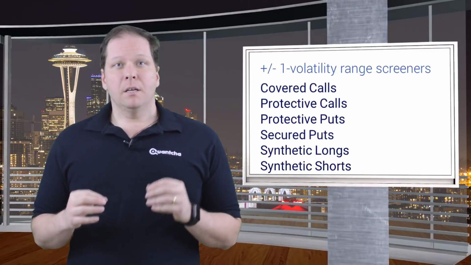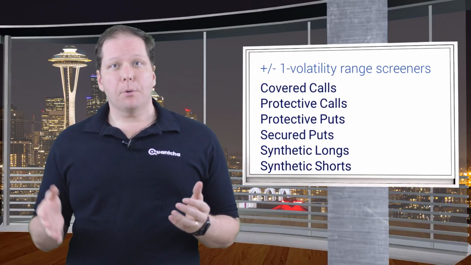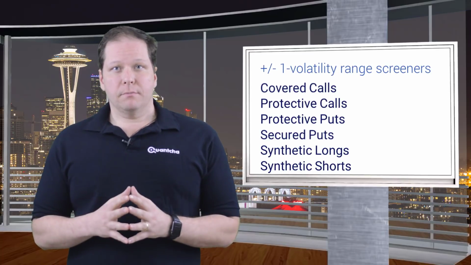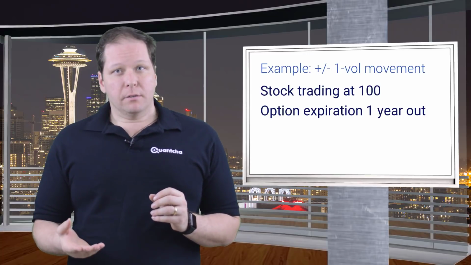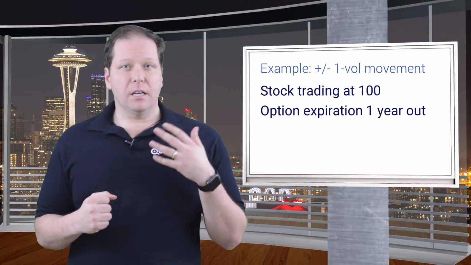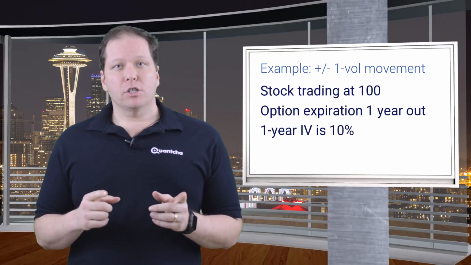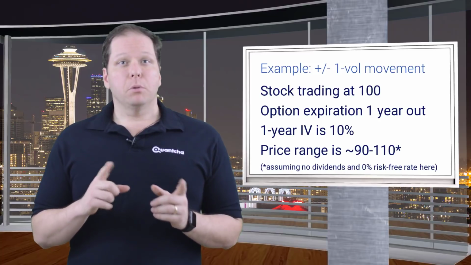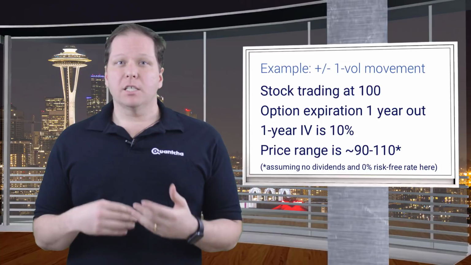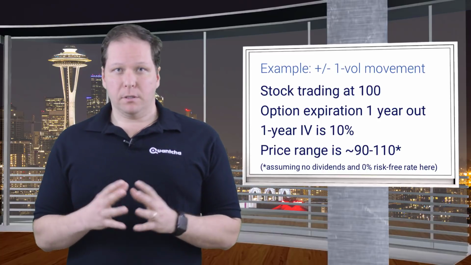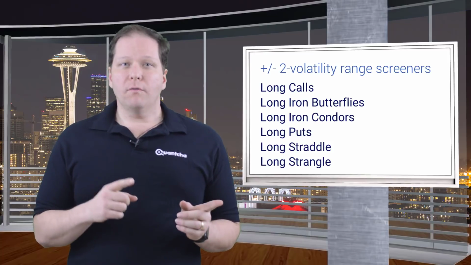For example, these trade strategies use a modeled range of a single volatility movement up or down as their projected ranges. That means that if we're looking at options expiring in 1 year and the underlying has an implied volatility of 10%, each trade would be modeled for an expected range of their forward price plus or minus 10%. Their forward price would be calculated based on the expected dividends and the risk-free rate drift. All of these trades are modeled using a plus or minus 2 volatility movement.